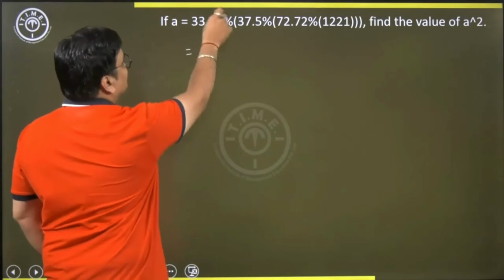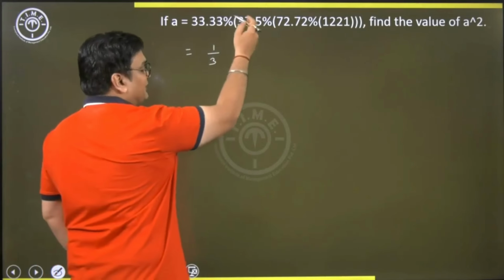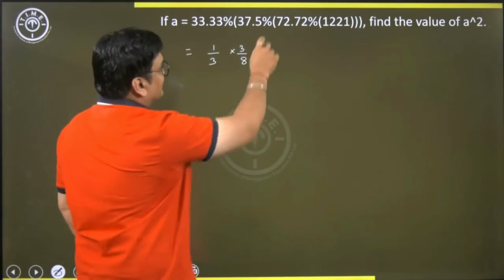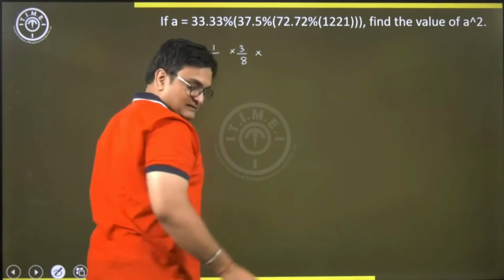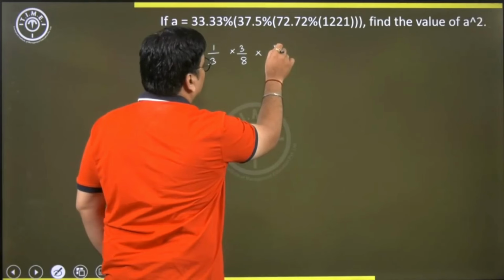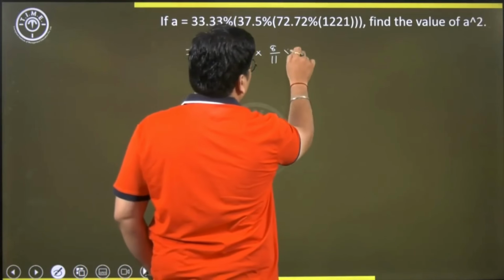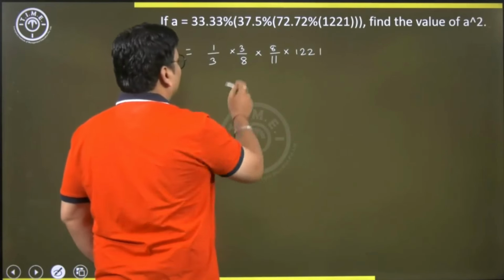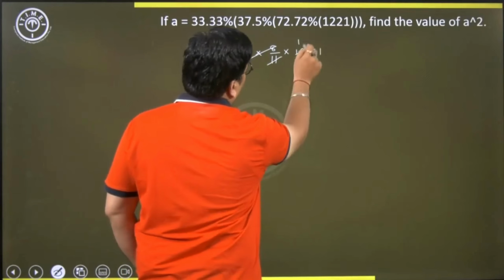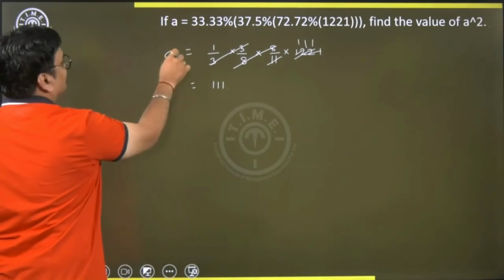Let's do that. 33.33% in fraction, we should know, is 1 by 3. 37.5% in fractions we should know is 3 by 8. And 72.72% in fractions, we should know from our previous practice, is nothing but 8 by 11. And of 1 to 2, 1. Now if you look at it, 3 and 3 cancel out, 8 and 8 cancel out, 11 will go one time, again one time, again one time. So my answer is 1, 1, 1. So the value of A happens to be 1, 1, 1.